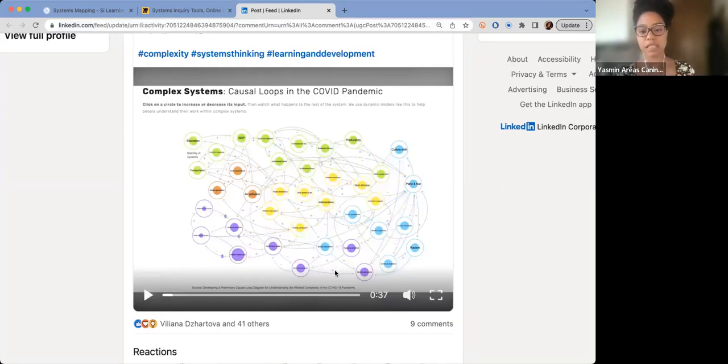So here, if you can see, the name is causal loops in the COVID pandemic. So here are all the elements that the person that created this map highlighted in terms of the COVID, right? What are the things that are actually happening here, and how all these different areas are actually interrelated. And this video shows the way that these elements are actually impacting one another, right? Some causal loops, as we call. So we can just see that.